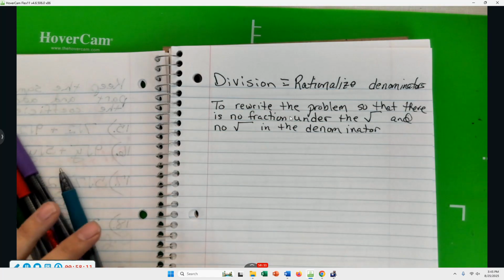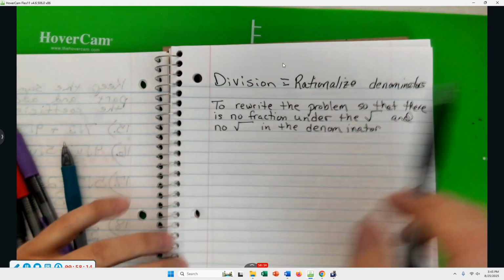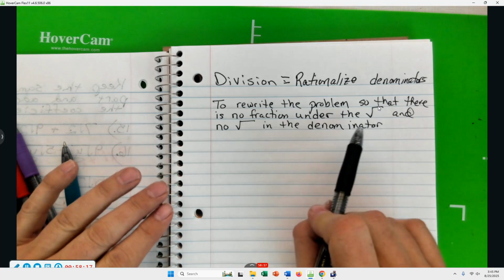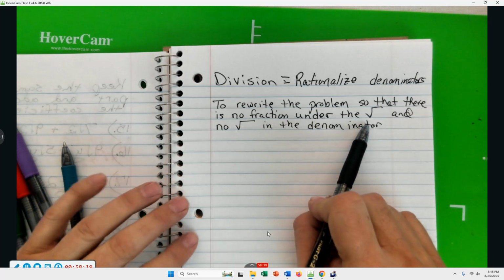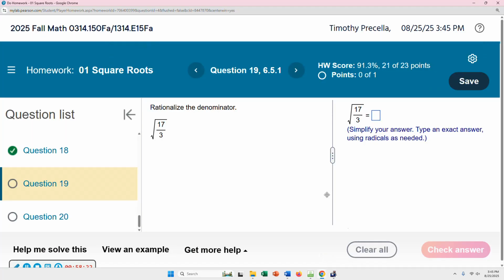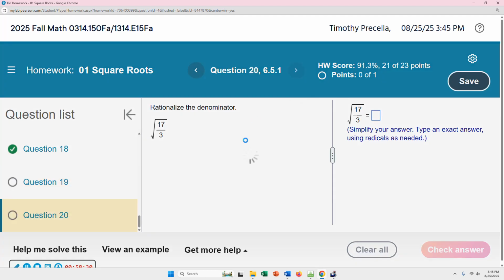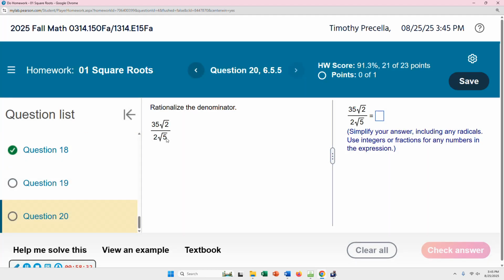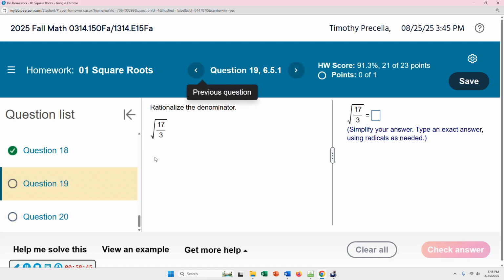So to rewrite the problem so that there's no fraction under the square root symbol, that's like number 19. Look at number 19. There's a fraction under the square root. We don't want that. You don't want a fraction under a square root, and you don't want a square root in the bottom of the fraction. Okay, so look at number 20. There's a square root in the denominator. You don't want that. You can have a square root in the numerator of your answer. You just can't have a fraction under a square root. You can't have a square root in a denominator.